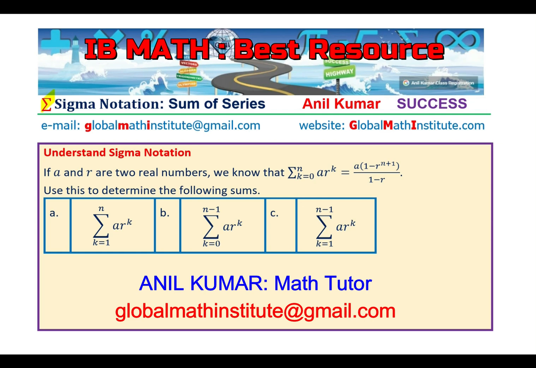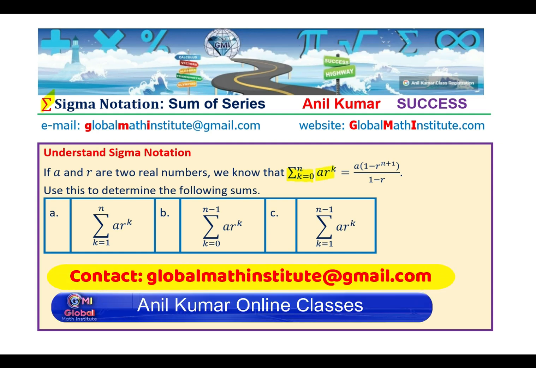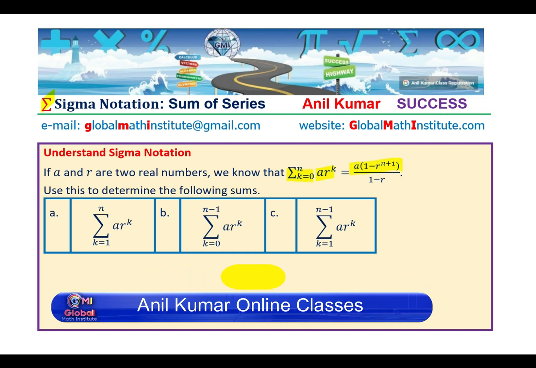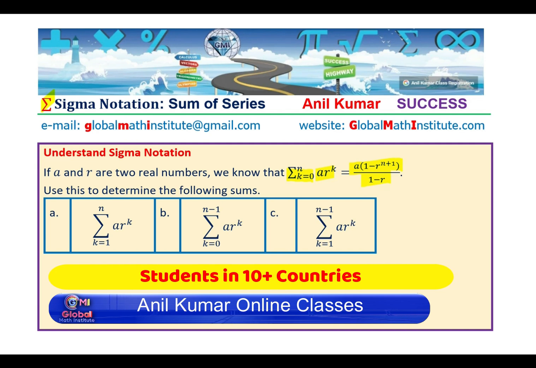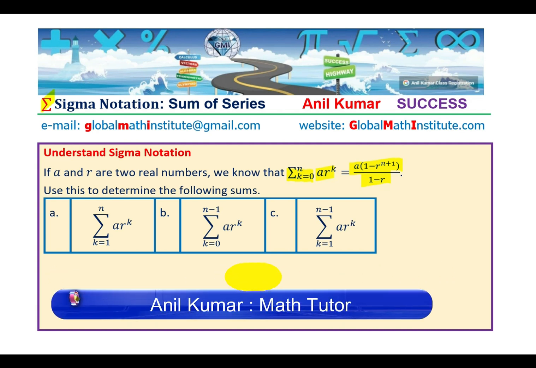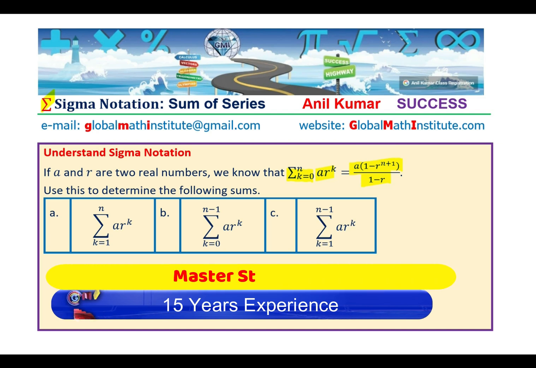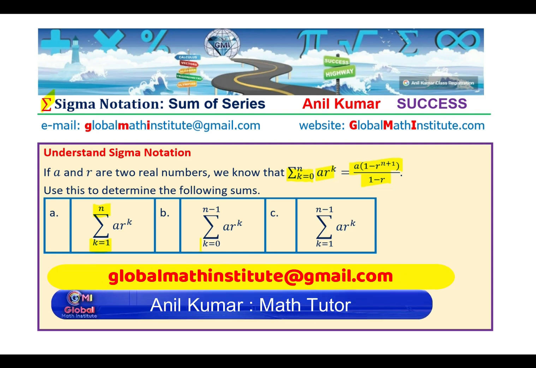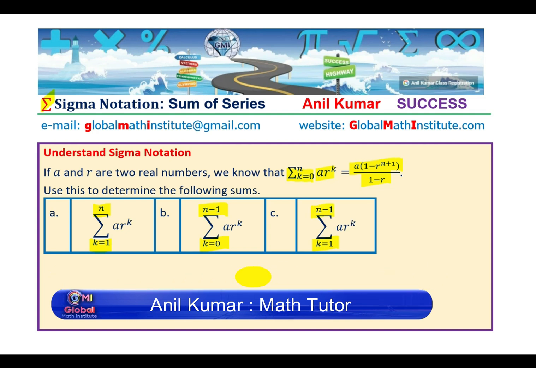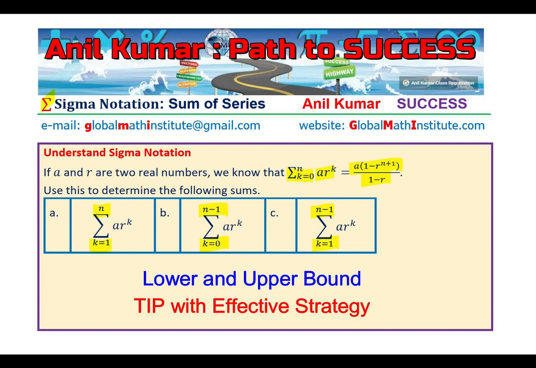The question here is: if a and r are two real numbers, we know that the sum of the series from k equals 0 to k equals n of a r to the power of k is given by the formula a times 1 minus r to the power of n plus 1, divided by 1 minus r. Knowing this formula, we need to find the sum of A, B, and C. What you notice here is that the summation's lower and upper bounds have been changed, right? So we need to understand what really happens when we change the summation upper and lower bounds.